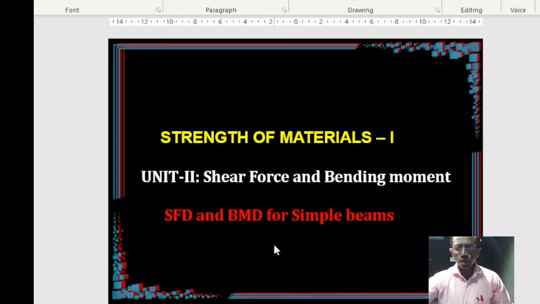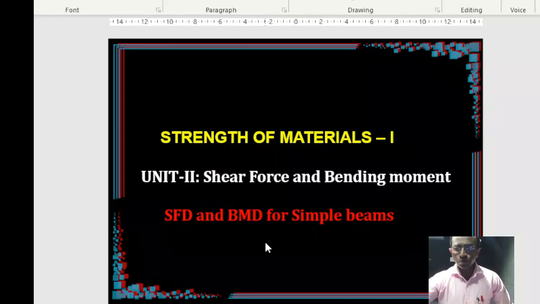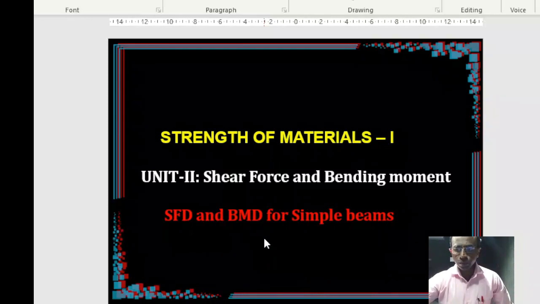Welcome to the short discussion on the topic shear force diagrams and bending moment diagrams for simple beams. This is a part of the syllabus in the unit shear force and bending moment, in the course Strength of Materials 1.